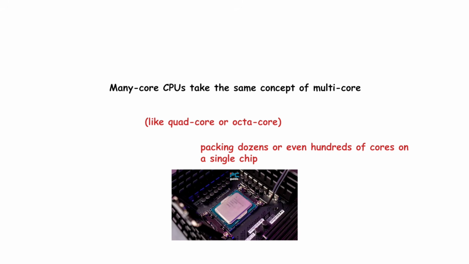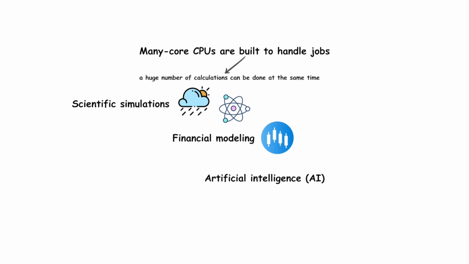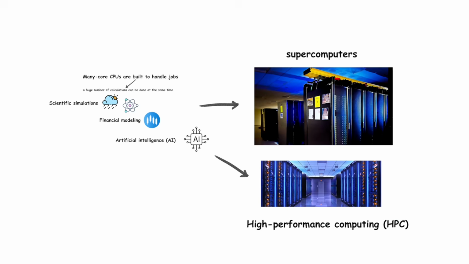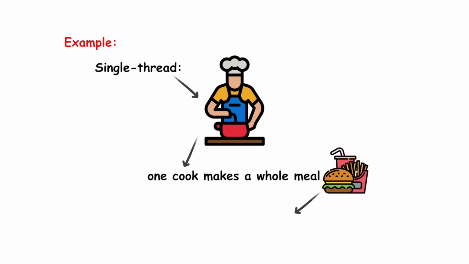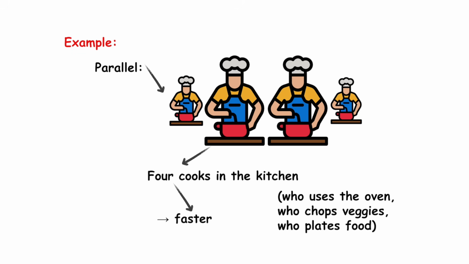Many-core CPUs extend the idea further, integrating dozens or even hundreds of cores. These are designed for highly parallel workloads like scientific simulations, financial modeling, and artificial intelligence. Many-core processors are often found in supercomputers and high-performance computing (HPC) systems. However, more cores only improve performance if software is designed to use them. Writing parallel programs is much more complex than writing single-threaded code, since tasks must be divided into independent parts that can run without interfering with each other. If the workload cannot be parallelized, extra cores provide little benefit.